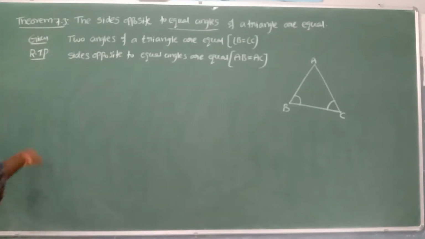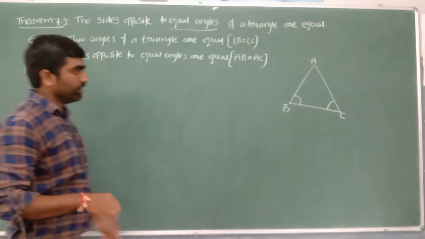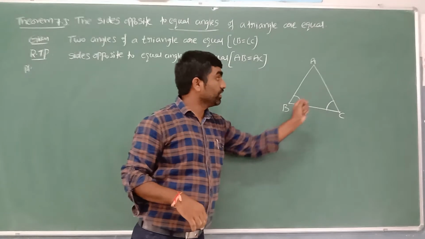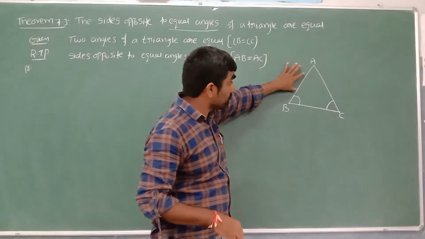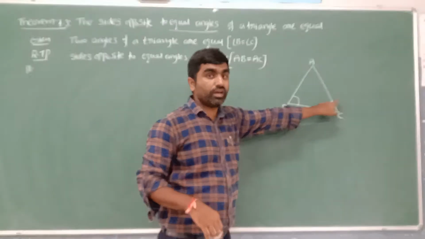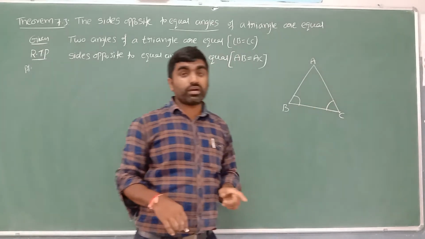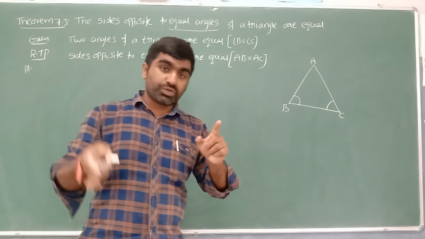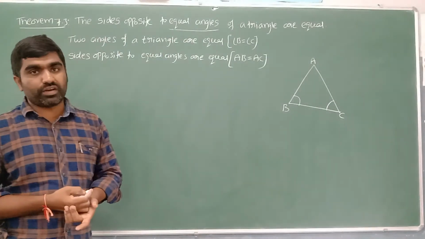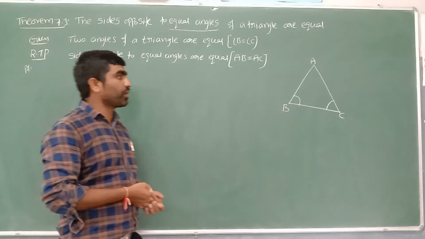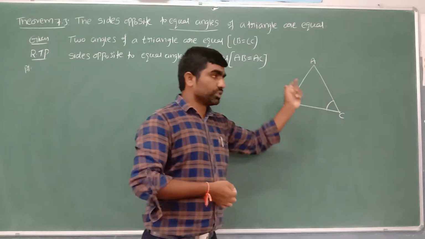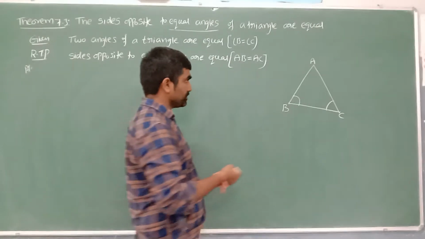Now from that figure, let us think about this proof better. How can I prove that? They gave these two angles are equal. They are asking to prove sides are equal. So when you want to prove two sides are equal, AB and AC, based on the two sides, should take two triangles and prove they are congruent. Once they are congruent, by CPCT we can say corresponding sides are equal. Now based on these two, should take separate triangles.